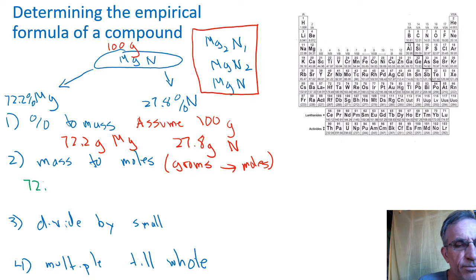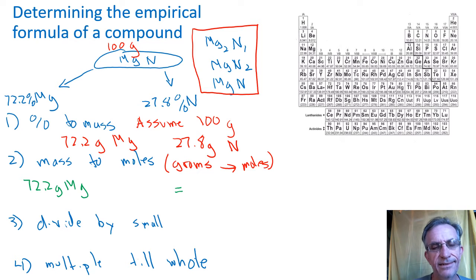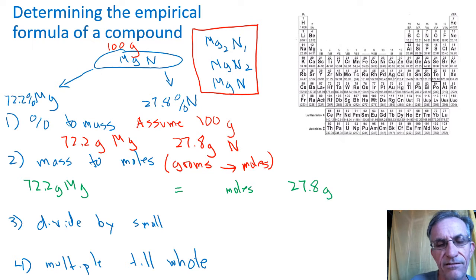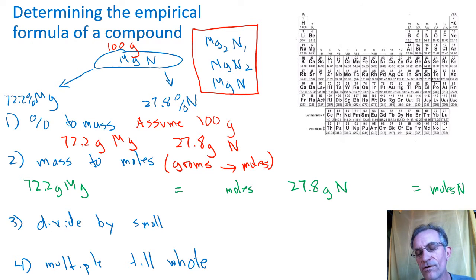The 72.2 grams of magnesium, we're going to convert that to moles of magnesium. While we're at it, I'm going to do the same thing for the nitrogen. I'm going to take the 27.8 grams of nitrogen and convert it to moles of nitrogen. So we're going to go from grams to moles. Periodic table. This is where we use the number under the symbol. So remember the number underneath the symbol.